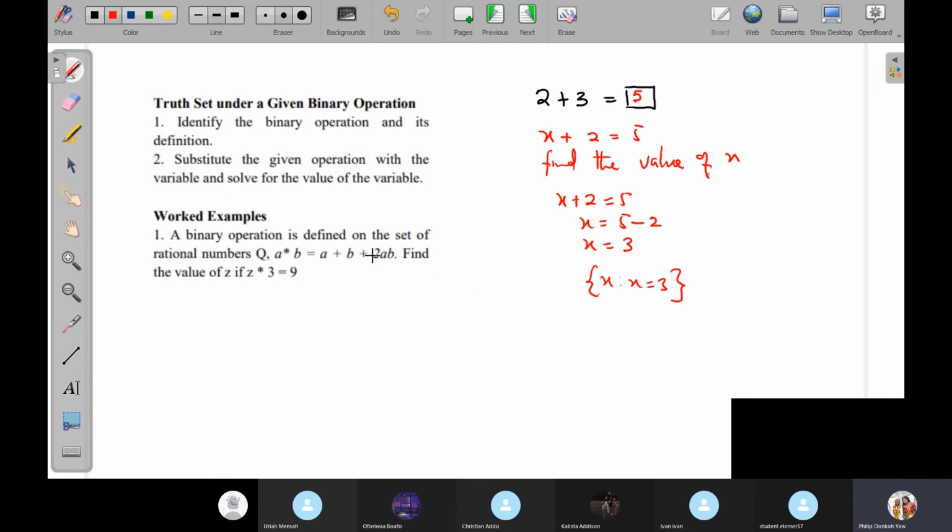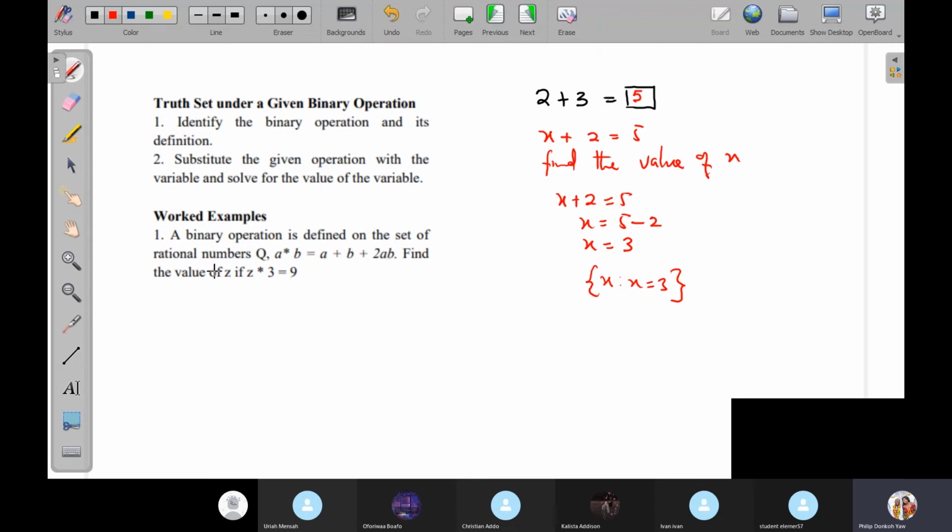So the same thing comes to binary operation. You may know the rule, you may know some of the elements, and you have to find a missing element. You are supposed to find the other missing elements, and it all boils down to the substitution method that can help you find them. So we have one example here which says that a binary operation is defined on the set of rational numbers Q. A star B equals A plus B plus 2AB.